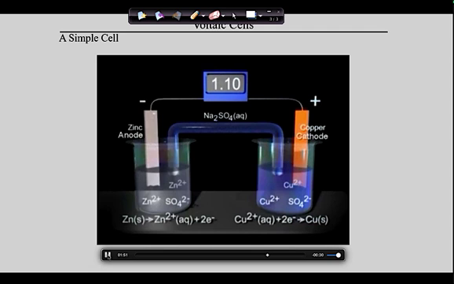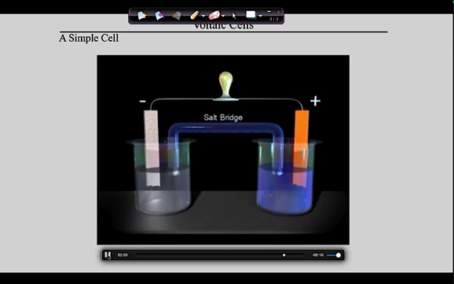The cathode. Electrons flow from the anode to the cathode through the external circuit. To maintain electrical neutrality in the two cell compartments, ions must move through the salt bridge. In summary, remember that in a Voltaic cell, the anode at which oxidation occurs is the negative electrode. The cathode at which reduction occurs is the positive electrode. Electrons flow through the external circuit from anode to cathode.